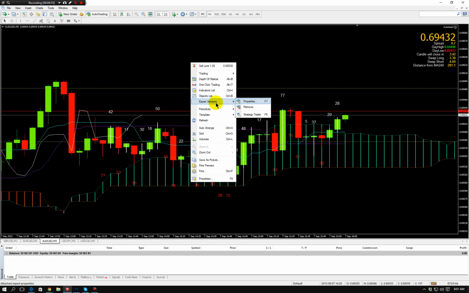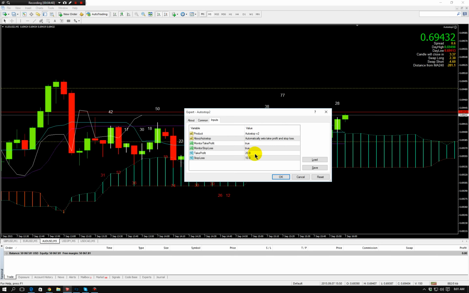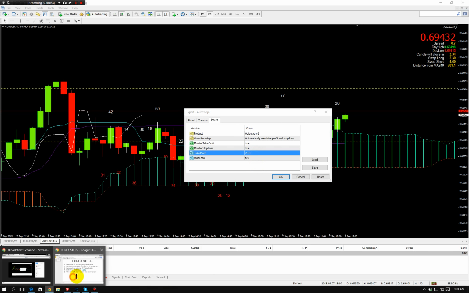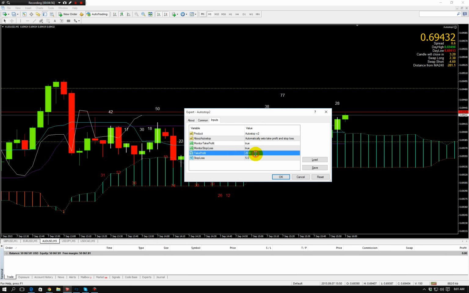And you can go to expert advisor properties, or you can just simply press F7. So we're going to set our stop loss to 5, not 6, 5 pips. Automatically, what does that give us for a take profit? Take profit is stop loss times 2, bare minimum. So let's jump back. Change this to 10. Why is that important? That gives us a 2-to-1 risk-reward ratio.